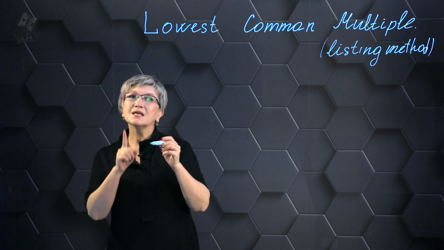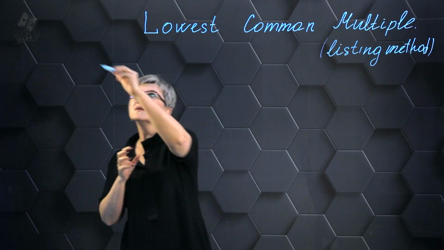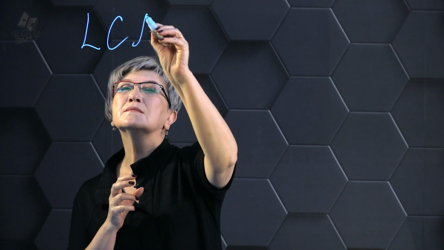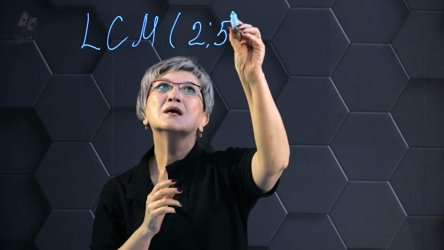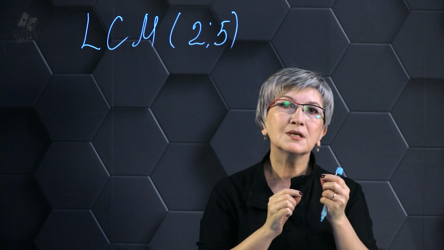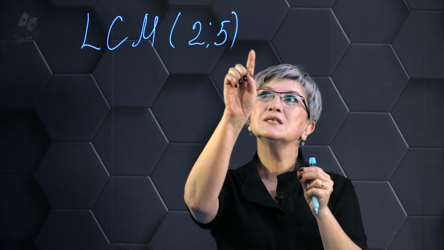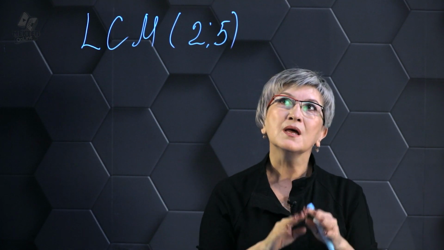If we need to find the least common multiple, it is written using this abbreviation, LCM. We need to find the LCM of numbers 2 and 5. Let's remember together what a multiple means in general. So basically we need to find a number that is divisible by both 2 and 5 without any remainder.